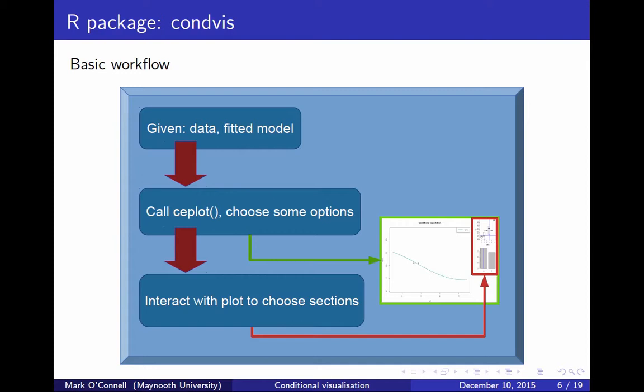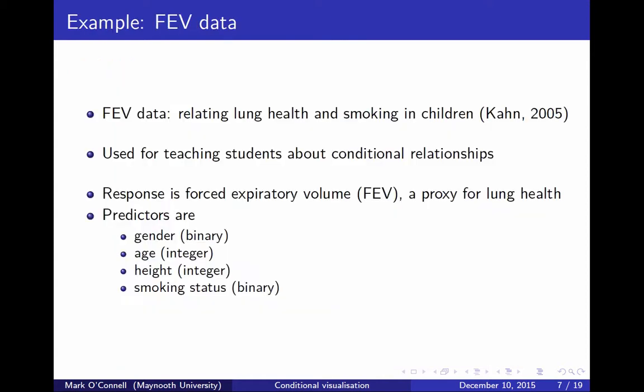So let's look at an example now which shows the importance of conditioning and gives us a brief look at the condvis package. The first dataset we'll look at is the FEV data relating lung health and smoking in children. This comes from a paper on statistics education and makes useful material for basic discussions on conditional relationships. The response is forced expiratory volume used as a proxy for lung health, and the predictors are gender, age, height, and smoking status, which is binary.